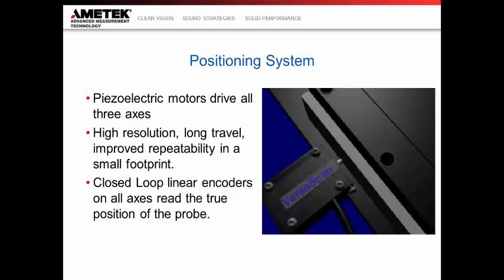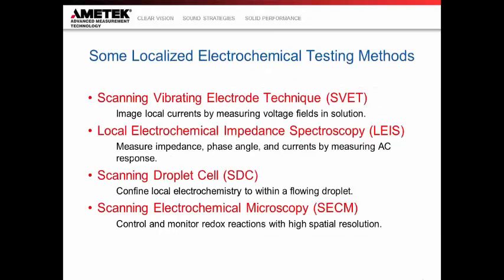So here are some different types of localized testing methods and techniques. And the VersaSCAN, once you have the VS base in place, we can add different types of probes and different types of measurement technologies to accomplish any one of these. The one we're going to focus on for today's webinar is the Scanning Vibrating Electrode Technique, SVET. This was called Scanning Vibrating Probe Technique in other literature. The goal here is to image local currents by measuring voltage fields in solutions. Some of the key applications for this are localized corrosion, galvanic couples.